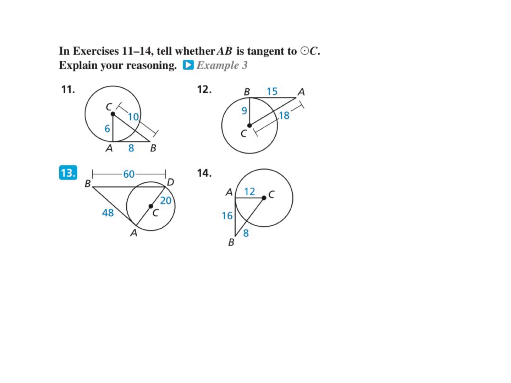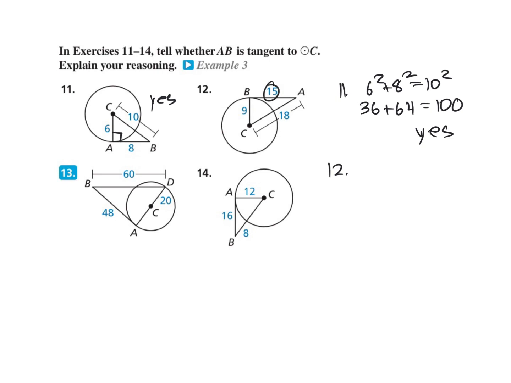Now, tell whether AB is tangent to C. So what it wants to know is, is this perpendicular? So use the Pythagorean theorem. Number 11, A squared plus B squared equals C squared. Is that true? 36 plus 64 equals 100. Yes, it's true. So yes, AB is a tangent. So you do that on all of these.